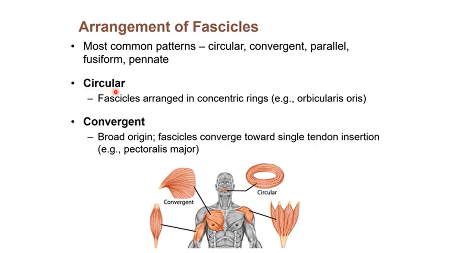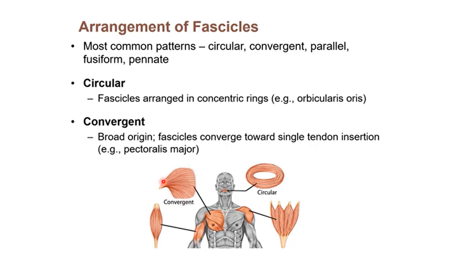So circular, that's very obvious. The fibers are arranged in a circular fashion, right? Examples of circular muscles, shown here in concentric rings, are muscles you can find around the eyes, also around the mouth, and the sphincter muscles. Those are circular muscles.